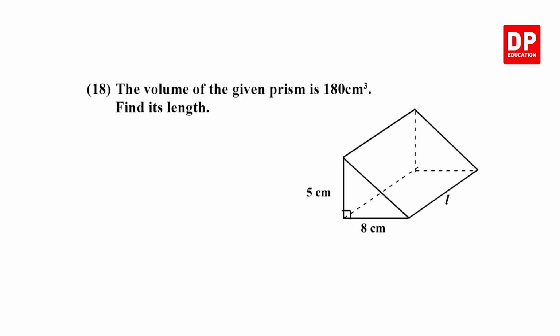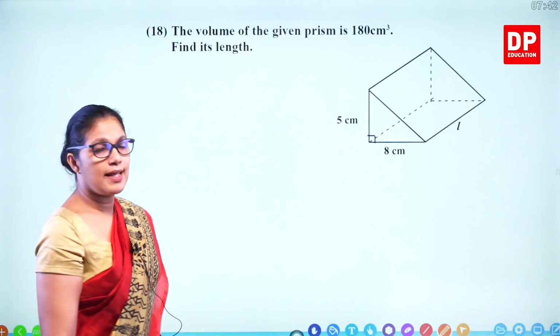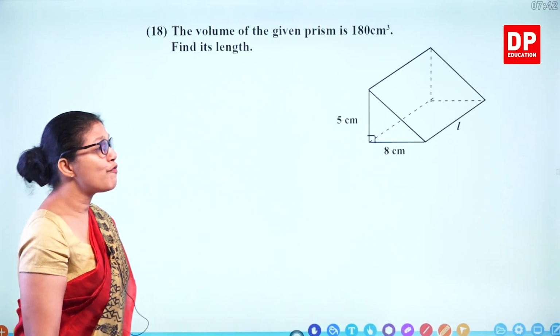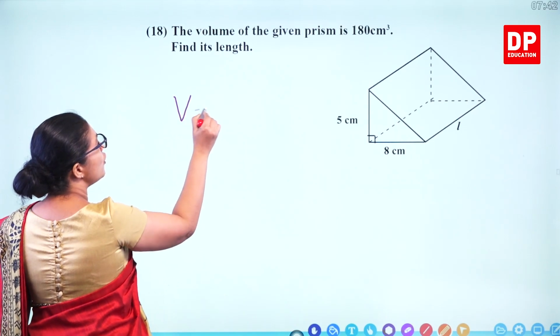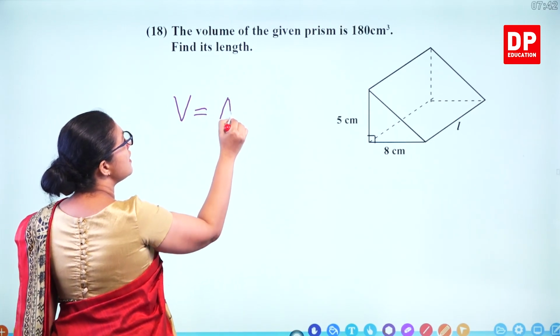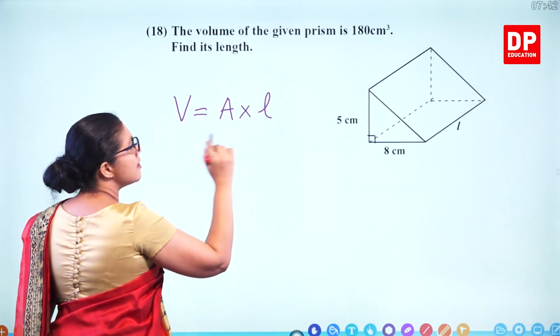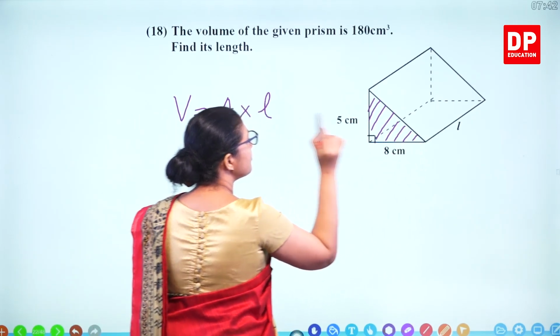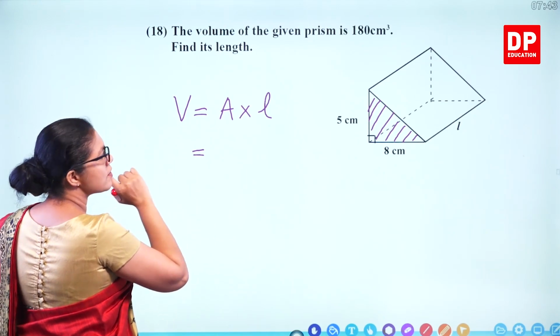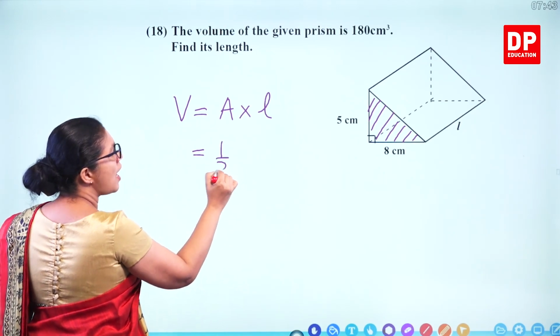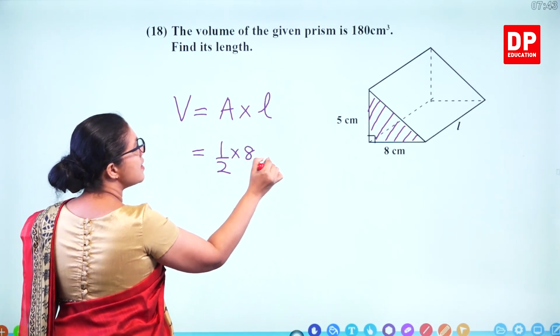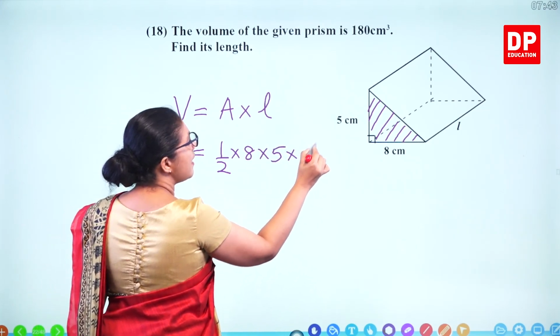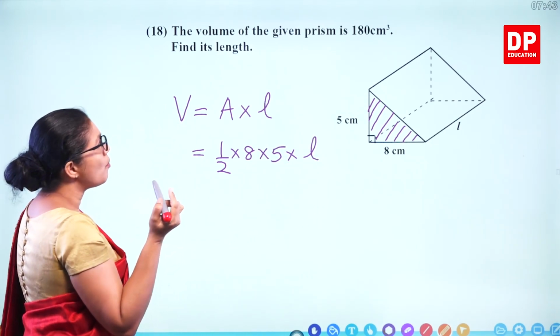The volume of the given prism is 180 cubic centimeters. Find its length. So if it's a prism, how do you find the volume? Volume is the cross-sectional area times length. The cross-sectional area here is a triangle. So how do you find the cross-sectional area? Half times base times height. And the length of the prism is L. So what's the volume?